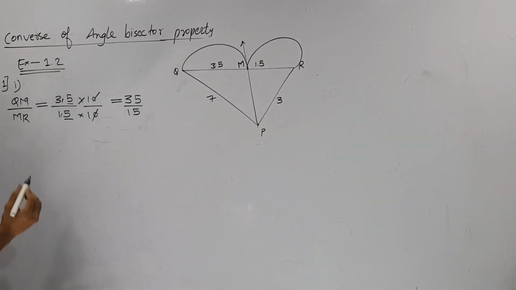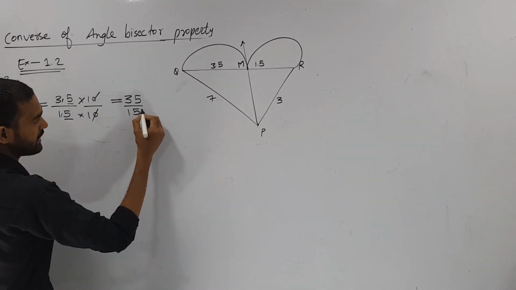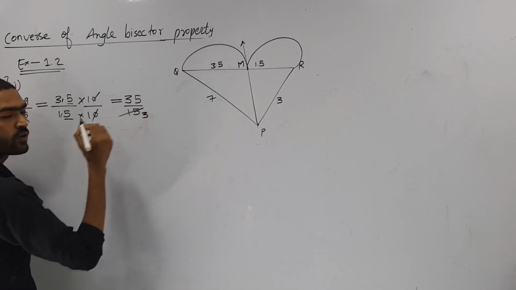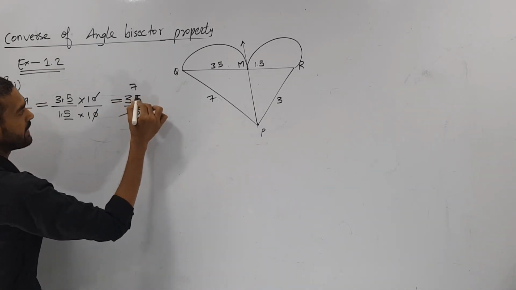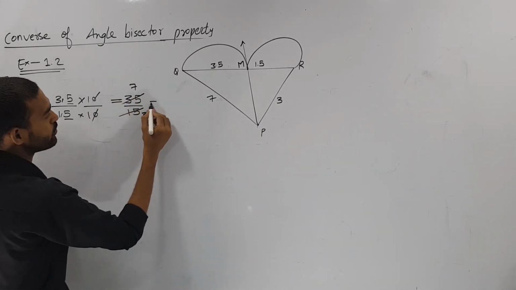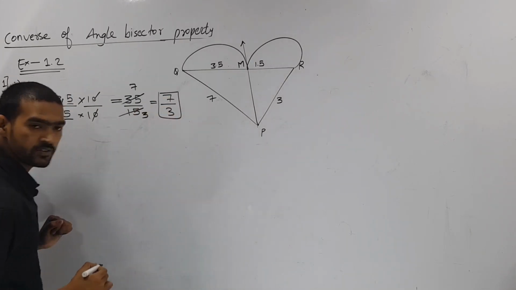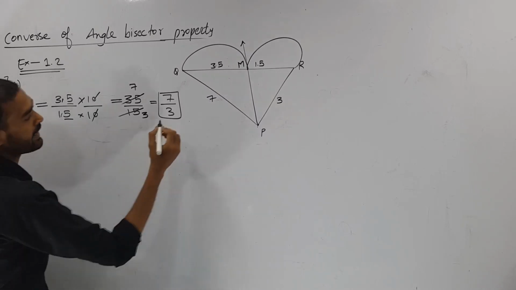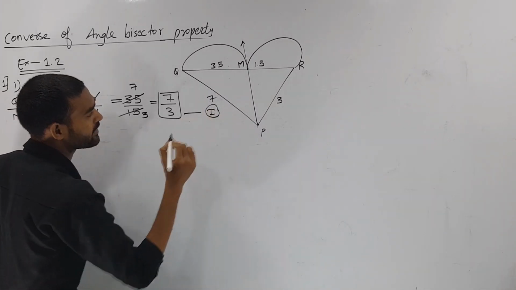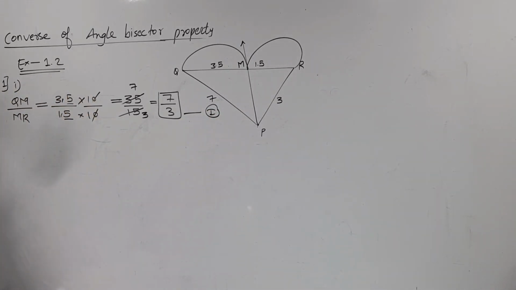We can use the table of 5. 5 threes are 15, 5 sevens are 35. So my answer is 7 upon 3. Clear, students? And this will be equation number 1.